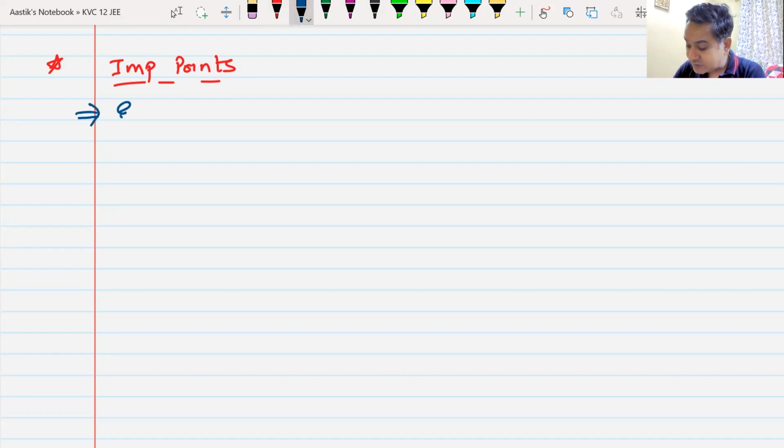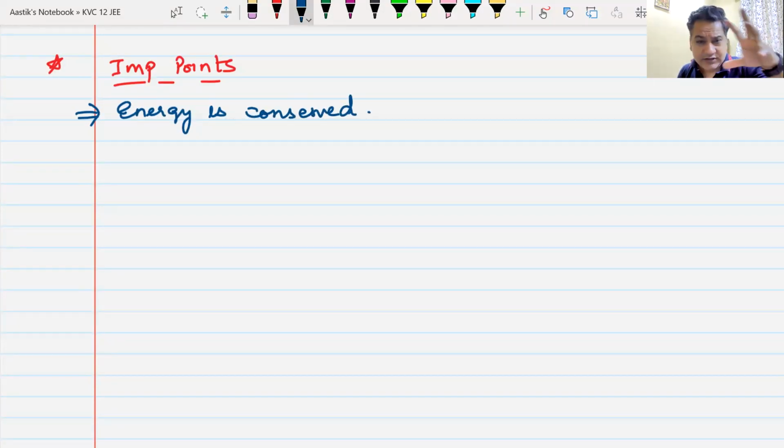Remember, energy is conserved in interference. Energy is conserved. We might think there could be a question: a single source is creating two sources, so what about energy conservation? Two sources are creating wavefronts. At some point, you have destructive interference. Intensity is zero, energy is also zero. How is energy conserved? Energy is conserved.